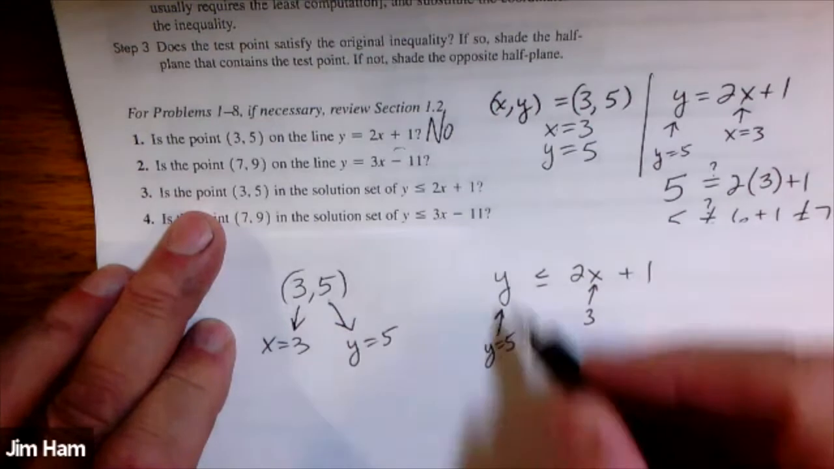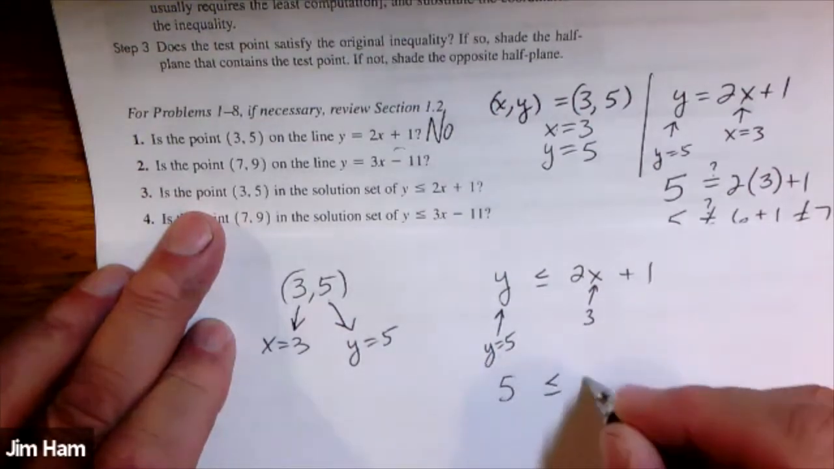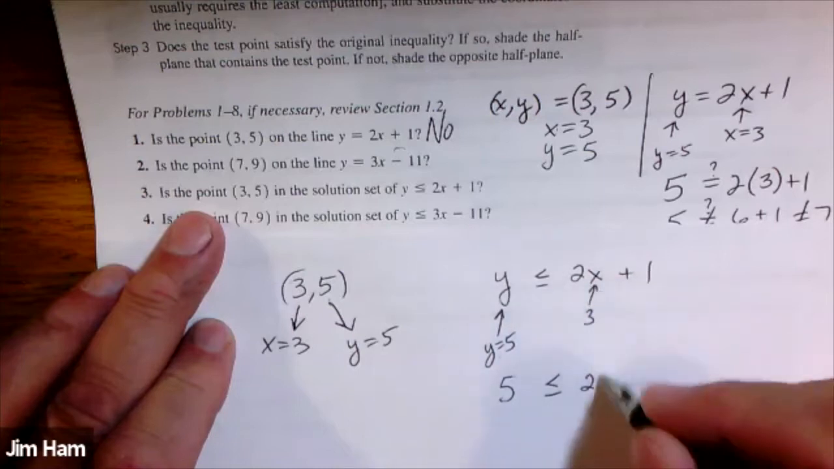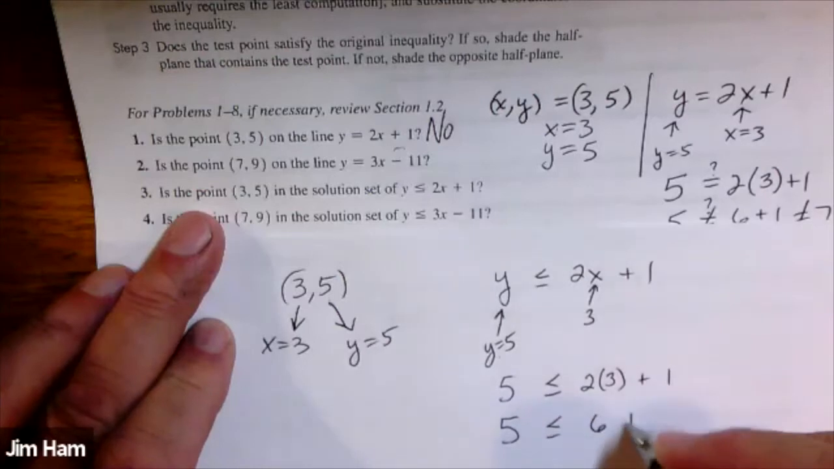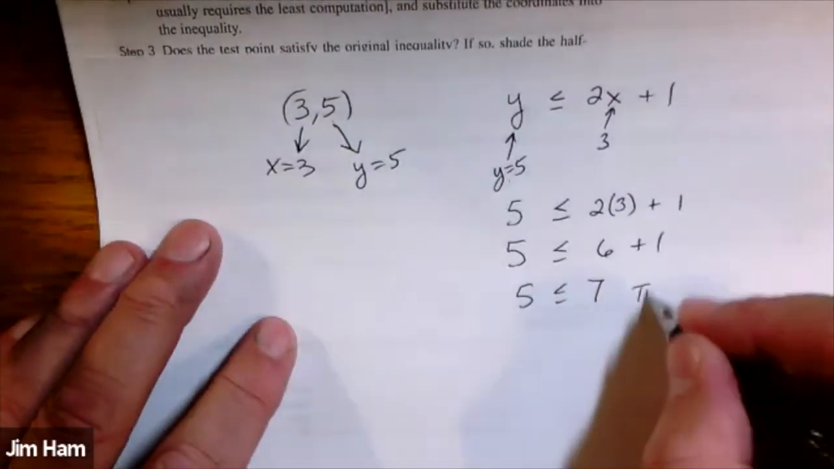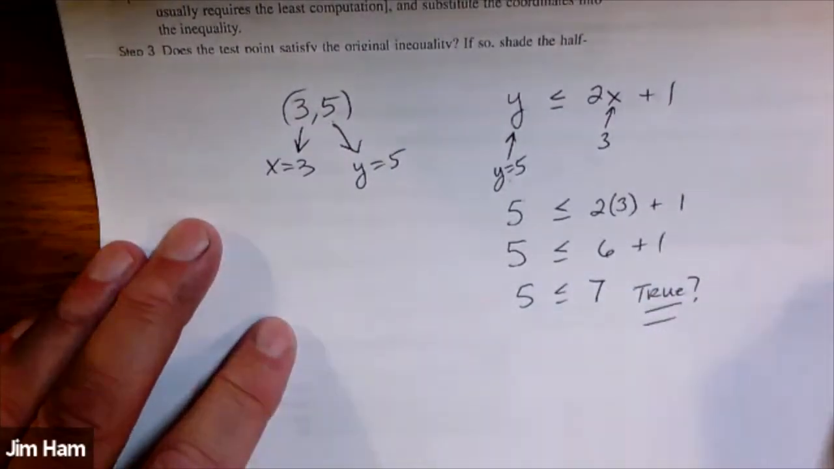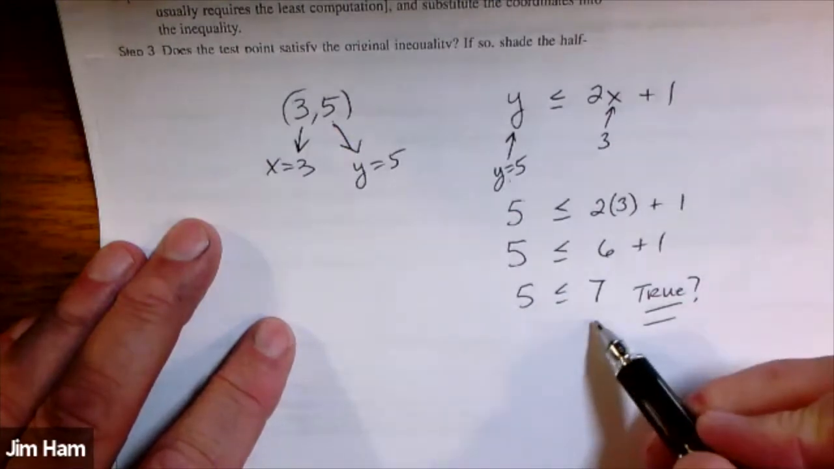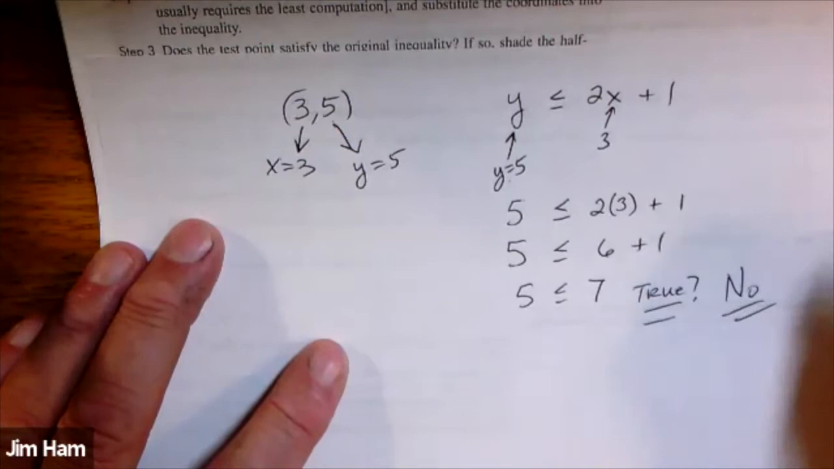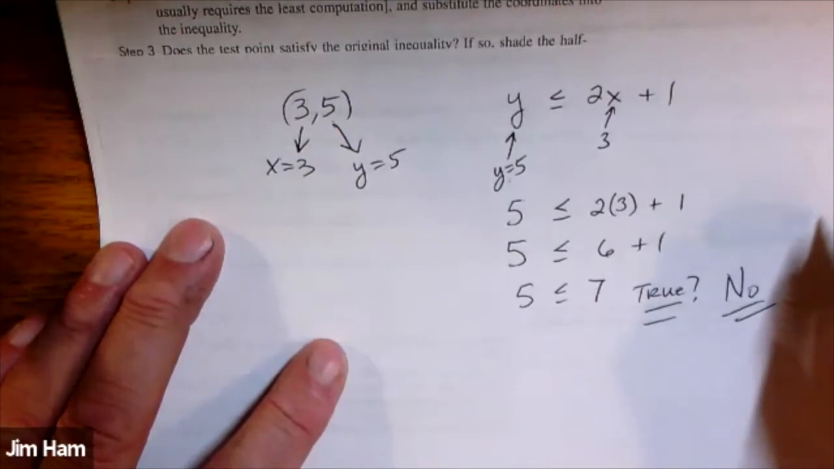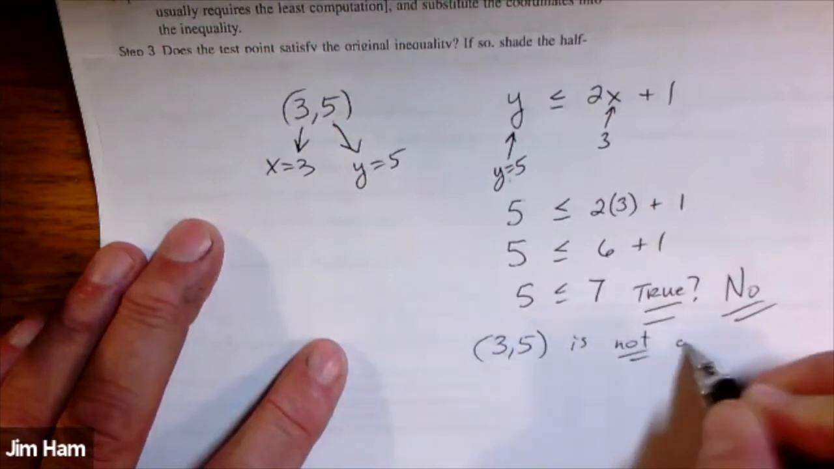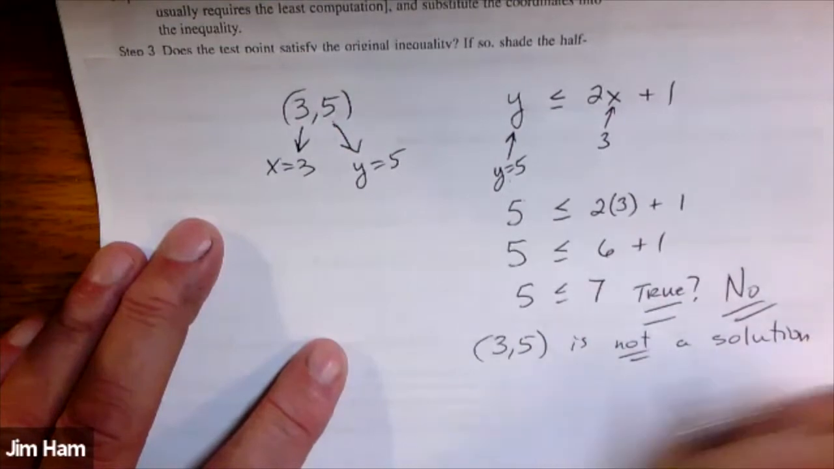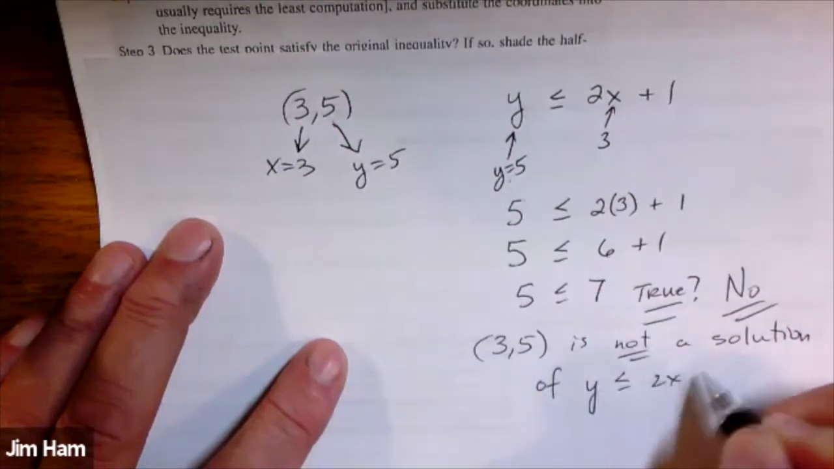Let's check it out. When we put 5 in for y, and 2x means 2 times x, and if x is 3, we have to multiply 2 times 3. Now we have an inequality, 6 plus 1, so 5 is less than or equal to 7. And so is this true? Is 5 less than or equal to 7? No, it's not true. And since it's not true, we say that (3, 5) is not a solution of y less than or equal to 2x plus 1.